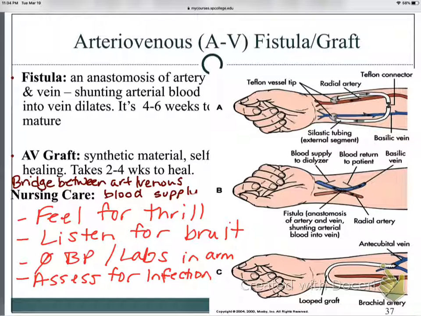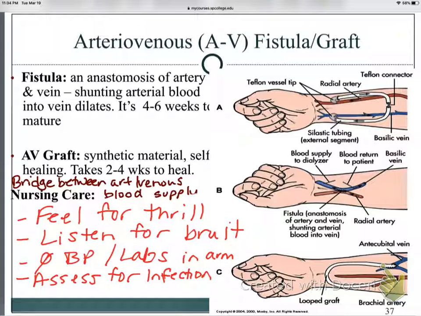The grafts, the AV arteriovenous grafts, are a little bit different. They do the same thing, but they're made from Teflon, which is an artificial synthetic material. They put a graft in your arm between the arterial and venous blood supplies. It's a surgical procedure, usually done in the arm at the antecubital. And these again take a while to mature and heal, 2 to 4 weeks.